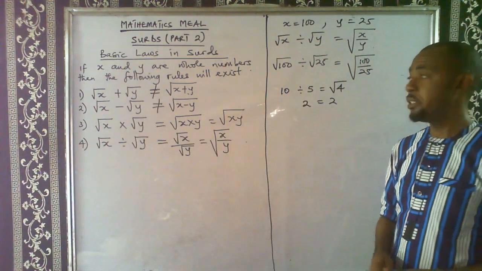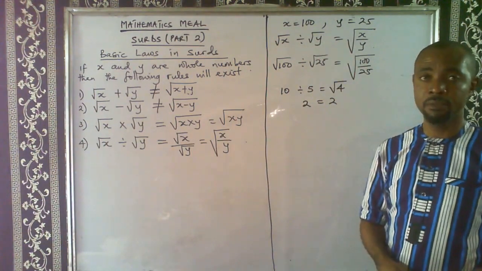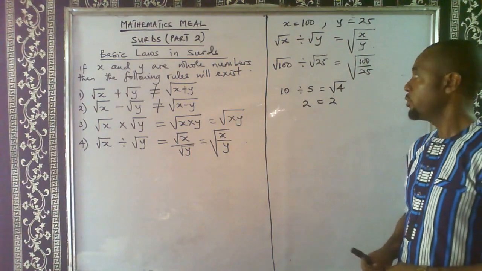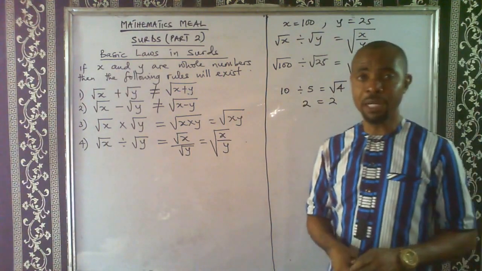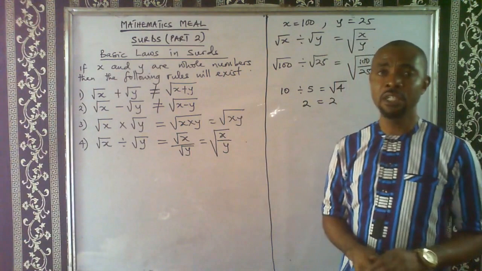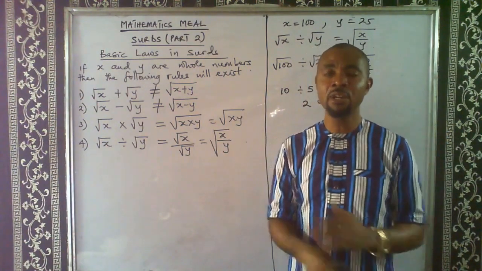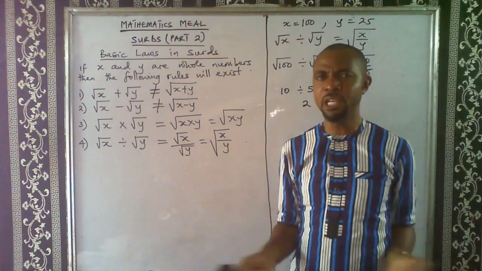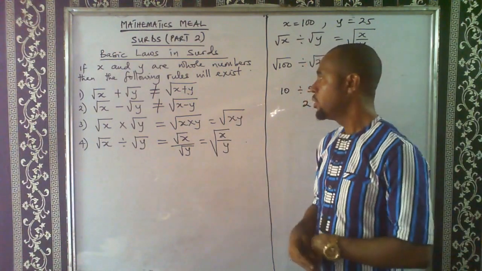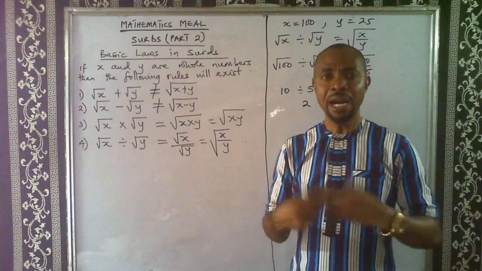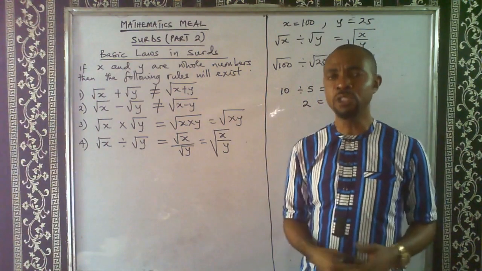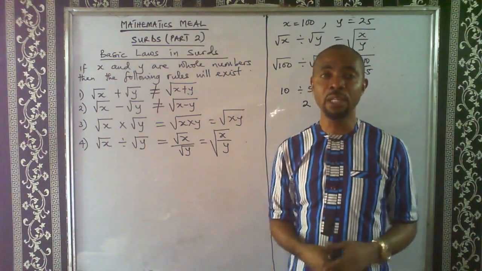So you now see that these rules are valid. They are valid rules in mathematics. Very valid. Alright, that's all on part 2 of surds. I believe that you have mastered these rules. You can go on and try with other numbers. Just choose any whole number and test these rules, and then you discover that they are actually true.